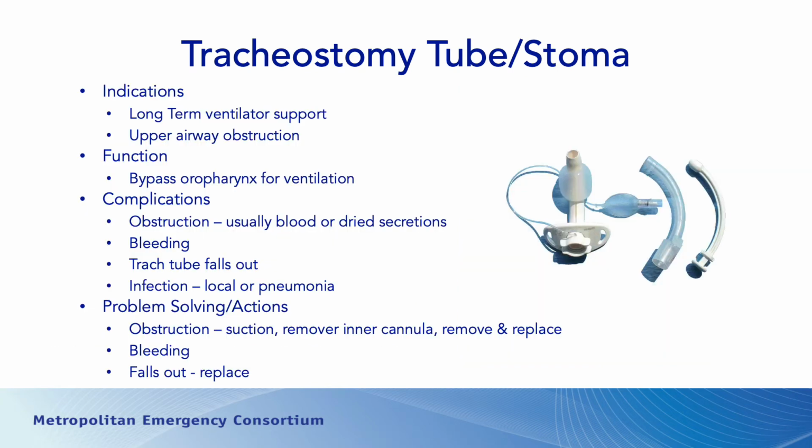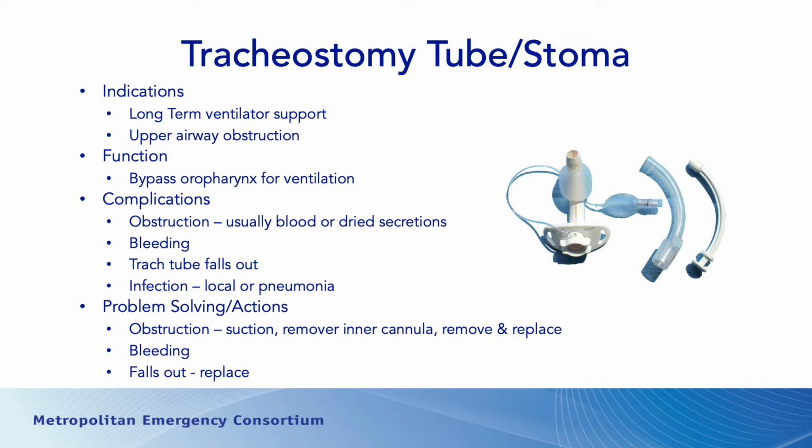So these tubes are in place either because the patient had upper airway obstruction, such as a head and neck tumor, or they have long-term ventilatory support. The patient could have suffered cardiac arrest. They've been on the ventilator for 3 to 5 days. It looks like they're going to need longer-term support on the ventilator.